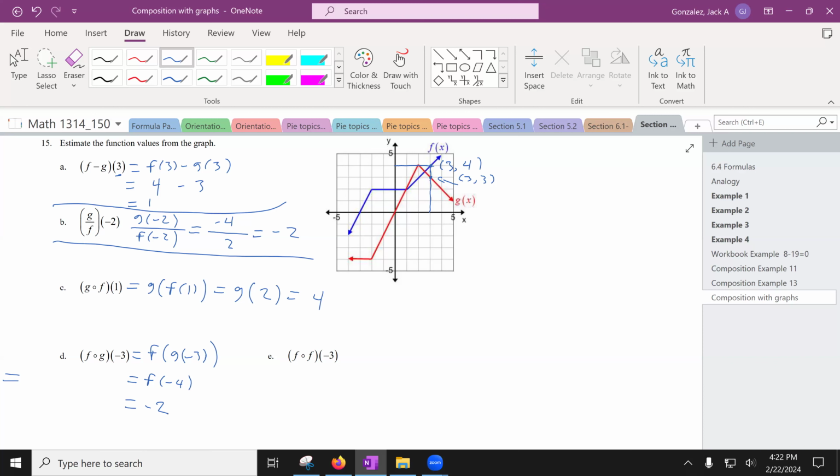Just like up here. The F took the 1, gave me a 2. G took the 2, gave me a 4. Piece by piece. It's just that I'm using a graph instead of a function.